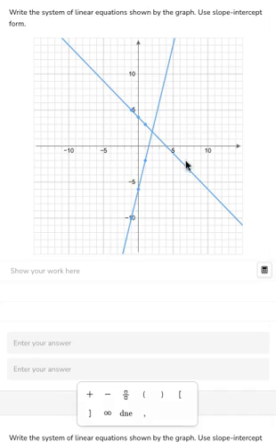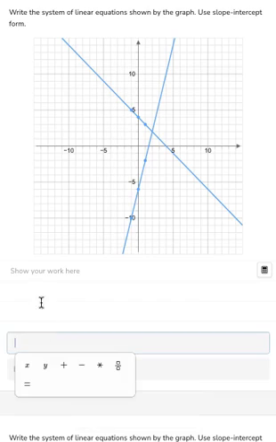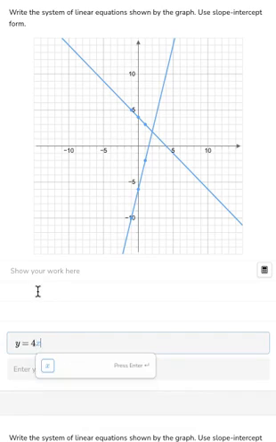Now here we have a system of linear equations already graphed, and we need to write the equations. So in the graph with the positive slope, we notice it has a y-intercept of -6, and from that y-intercept, going to the right, to get to the next point, I go up 1, 2, 3, 4, and over 1. So up 4, right 1. That's the slope of 4. So I have y equals 4x minus 6.